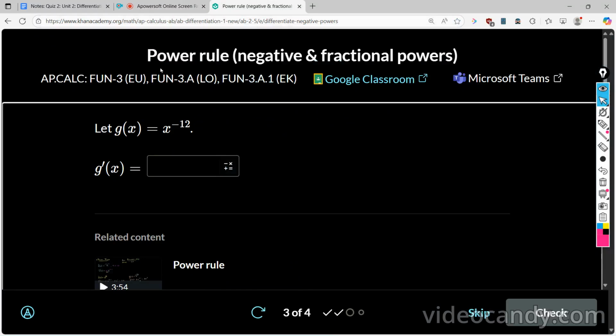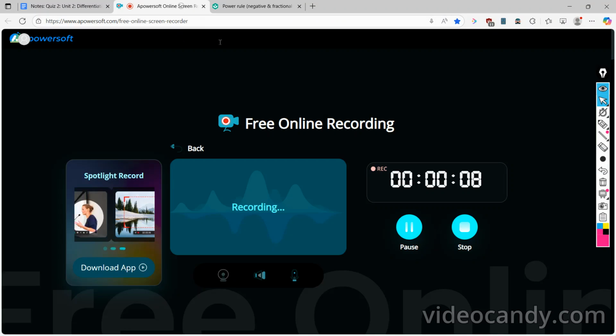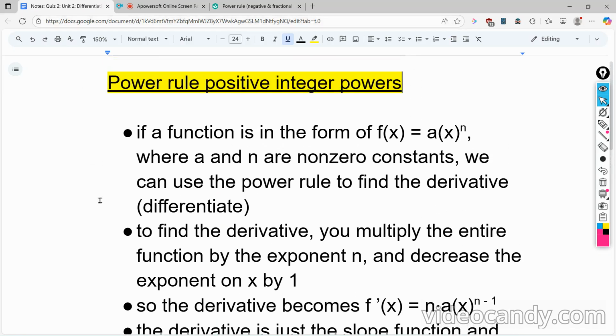This will be for the Khan Academy exercise, power rule, negative and fractional powers. All right, so the notes from the last exercise also apply here.